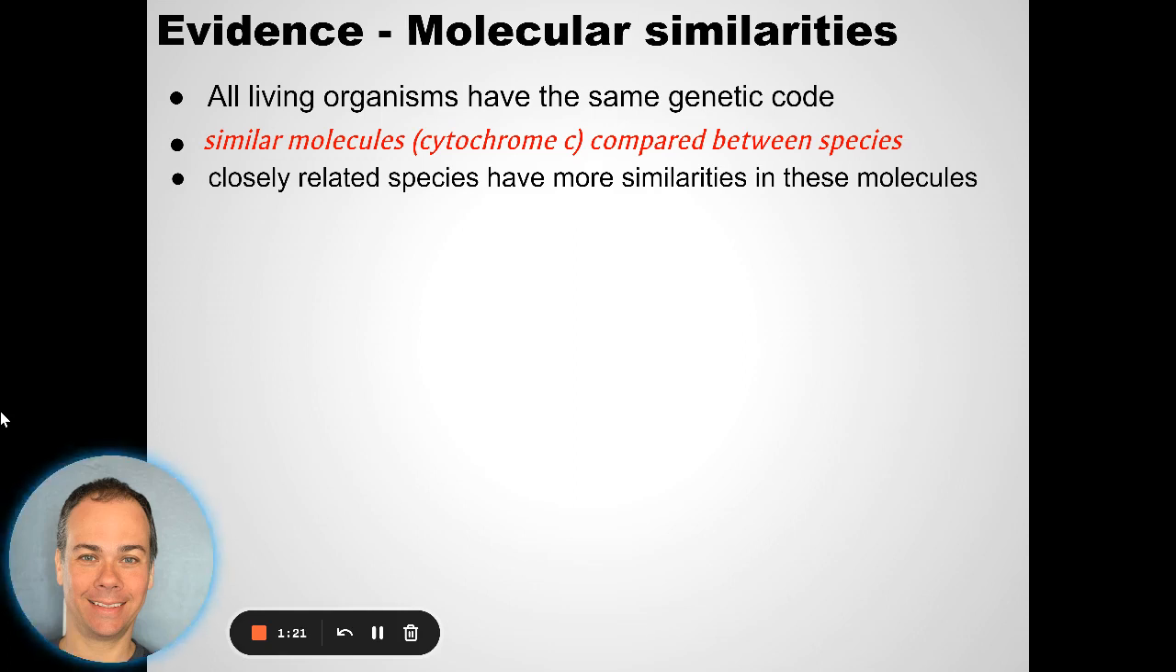So the genetic code is universal. Every living thing has it. So we can use that. We can compare the DNA code of different species, and it gives us some information.